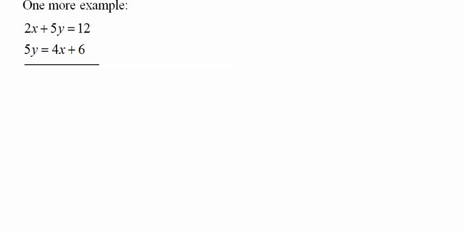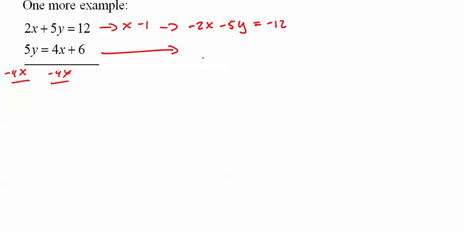This one's for you to do. Give it a shot. And here I go. I'm going to multiply by negative 1, and I'm going to subtract 4x from both sides. So, top is negative 2x minus 5y equals negative 12. Bottom is negative 4x plus 5y equals 6. Add them down. Again, I'm just a big fan of adding in terms of solving these.